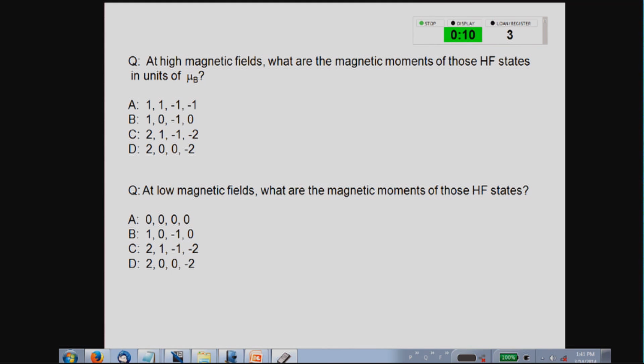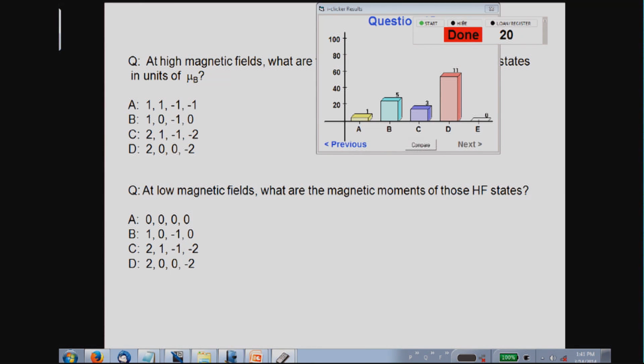So we have 4 states, spin up, spin down, of the electron and the positron. And the question is, what are the magnetic moments of those hyperfine states? D is correct. We have spin 1/2 and spin 1/2.